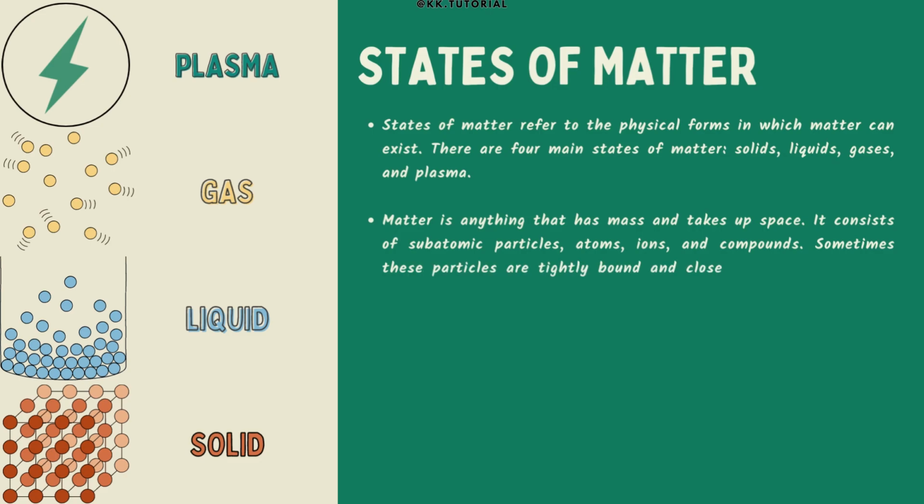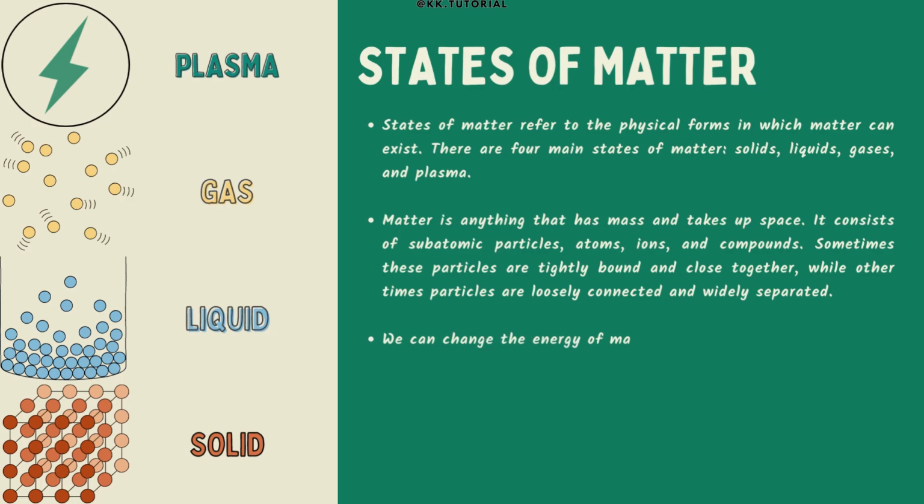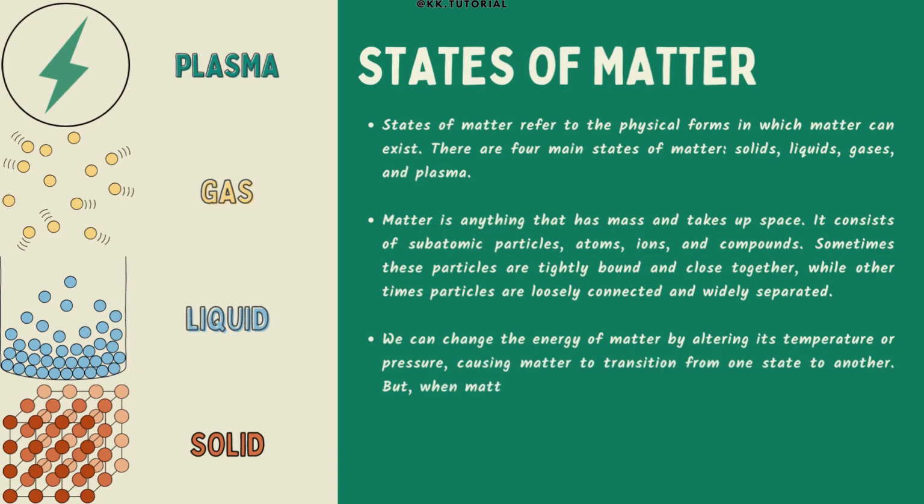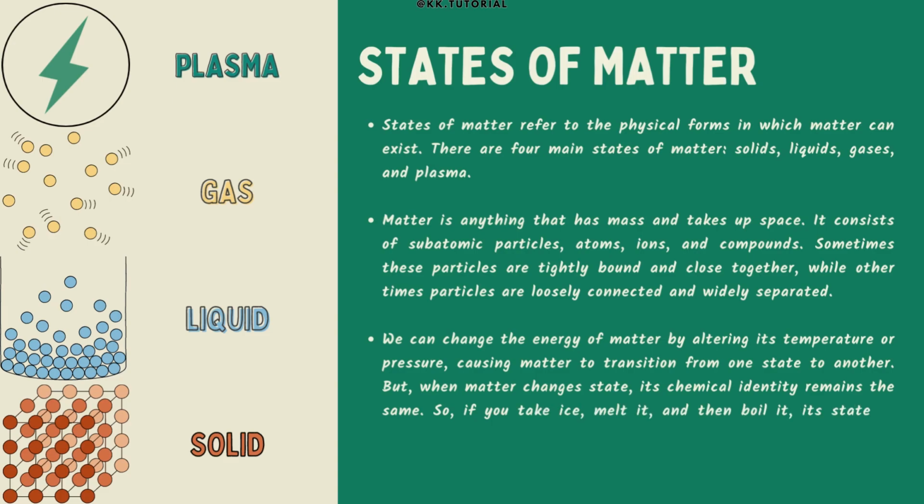Sometimes these particles are tightly bound and close together, while other times particles are loosely connected and widely separated. We can change the energy of matter by altering its temperature or pressure, causing matter to transition from one state to another. But when matter changes state, its chemical identity remains the same. So, if you take ice, melt it, and then boil it, its state of matter changes, but it's always water.